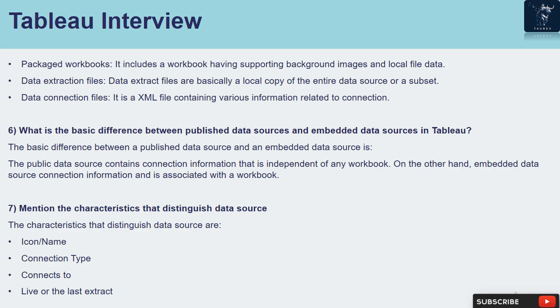6. What is the basic difference between published data sources and embedded data sources in Tableau? The basic difference between a published data source and an embedded data source is: the published data source contains connection information that is independent of any workbook. On the other hand, an embedded data source contains connection information and is associated with a workbook. 7. Mention the characteristics that distinguish data sources. The characteristics that distinguish data sources are: icon/name, connection type, connects to, live or the last extract.